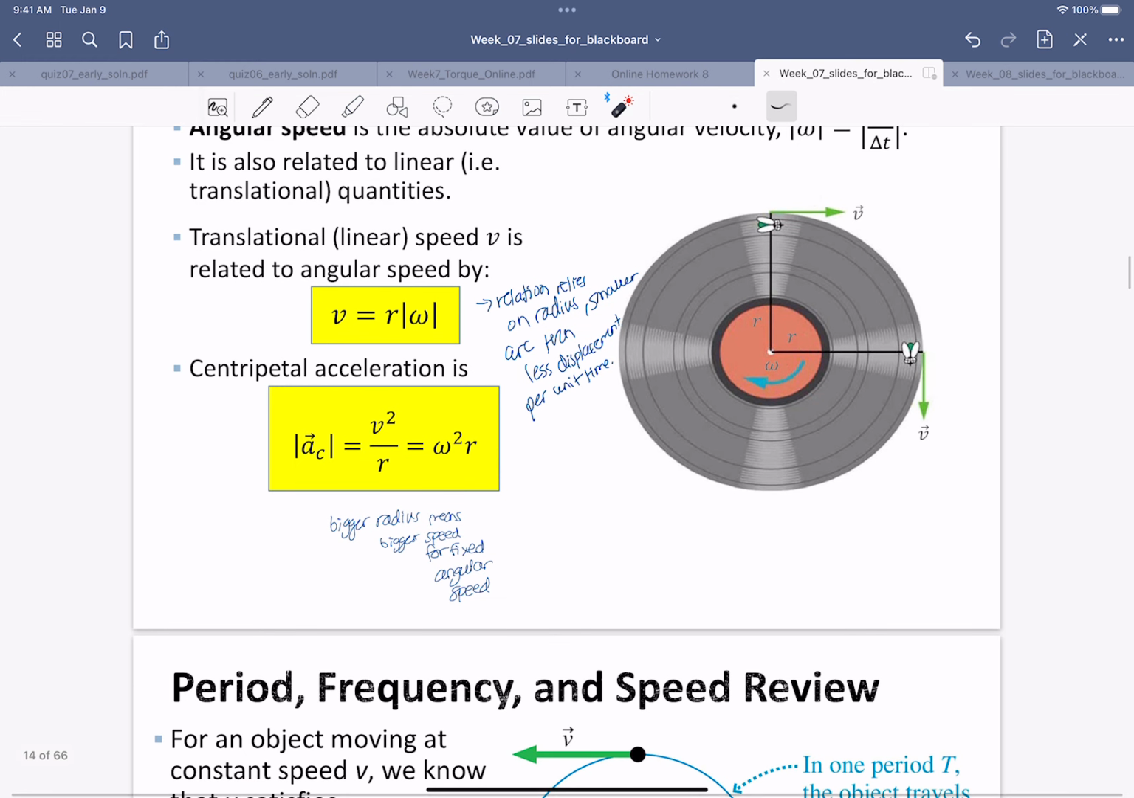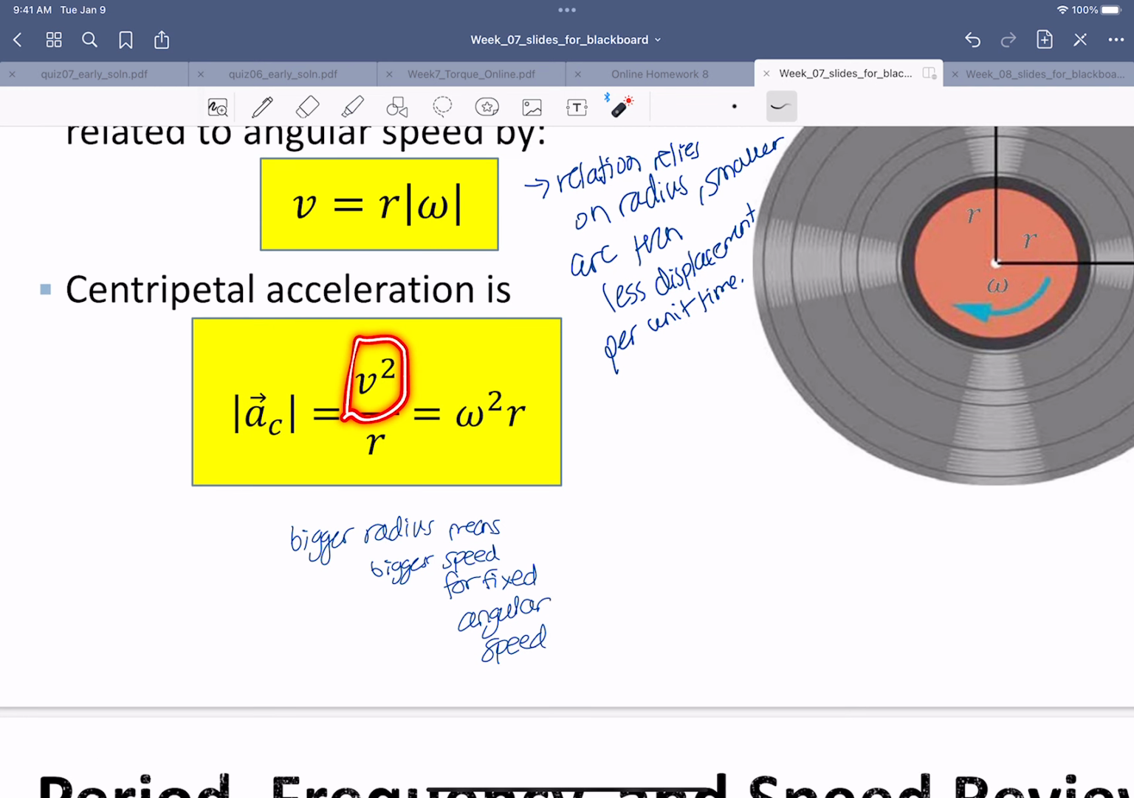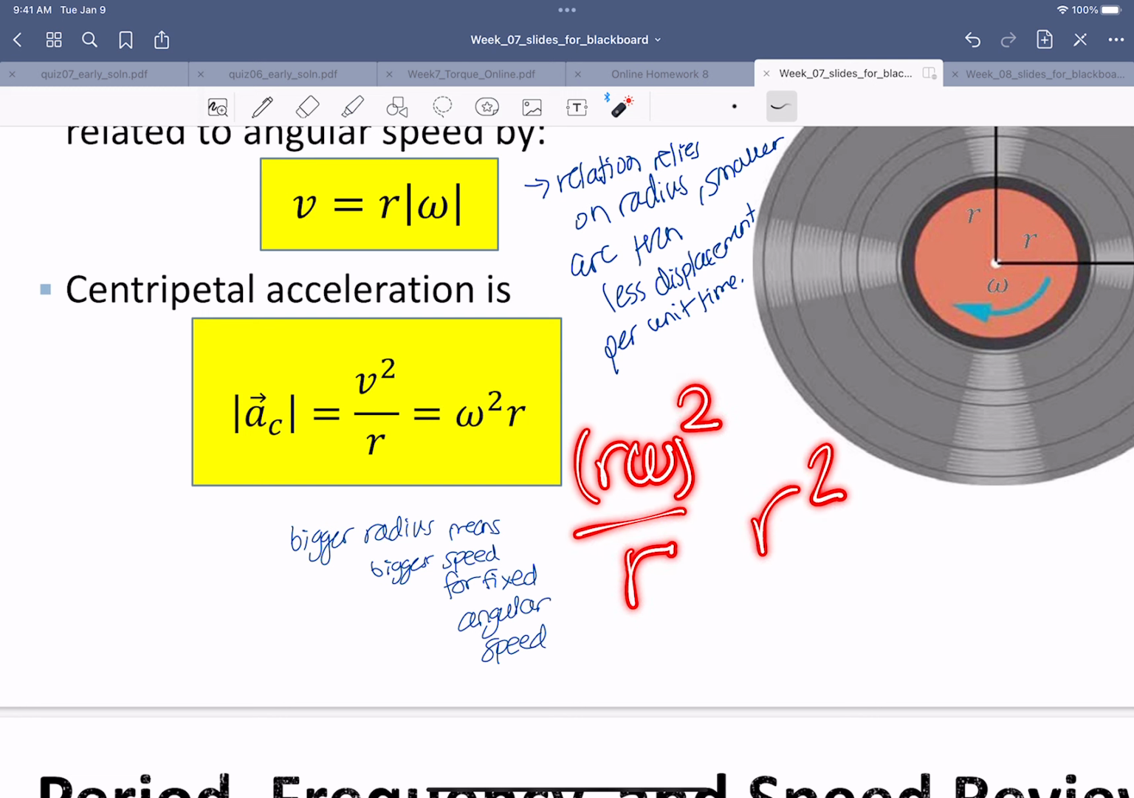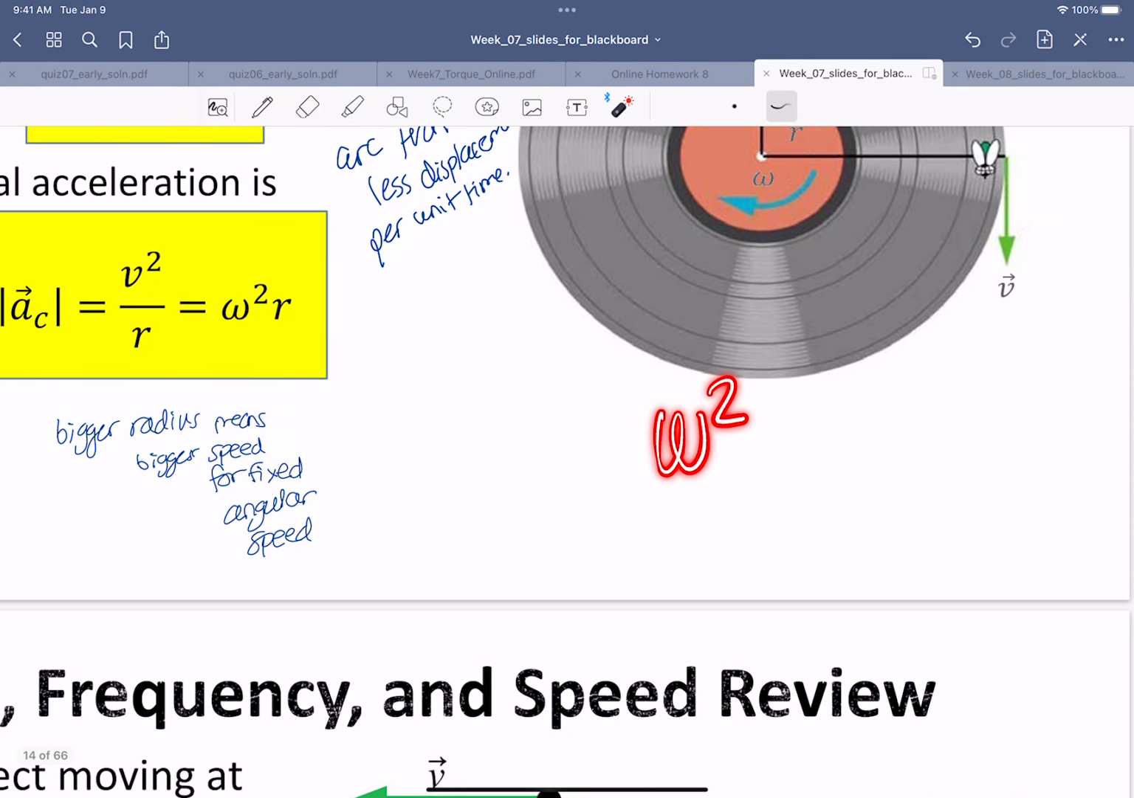Now, centripetal acceleration, we can also rewrite that, right? Because we know that centripetal acceleration is v squared over r. So v, we know, is equal to r times the angular velocity. So we can just throw that in, right? R times angular velocity, and that whole thing squared, divided by r. So that's r squared angular velocity squared divided by r, right? Your r's cancel out here, and you're just left with angular velocity squared times the radius, right?